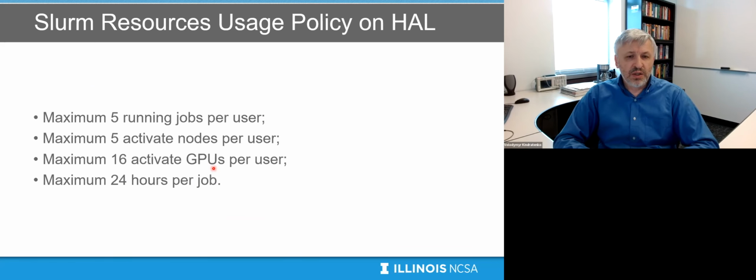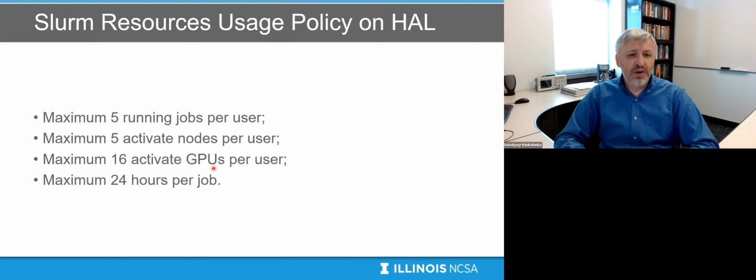There are some limitations. Of course, we have a lot of users, and typically during the semester we have more users than we can accommodate at a given moment of time. Therefore, we have some limitations put in place to enable everybody to make adequate progress without taking over the entire system. So a user cannot have more than 5 running jobs.